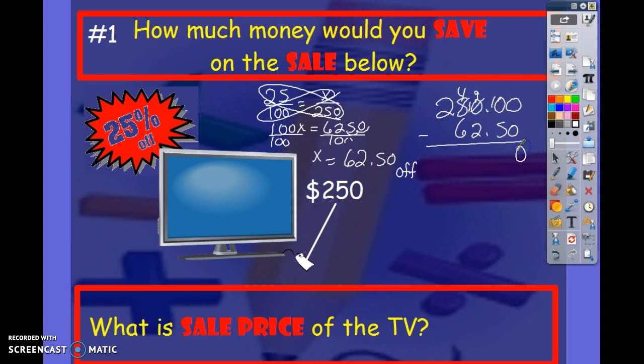0 minus 0 is 0. 10 minus 5 is 5. Bring down your decimal. 9 minus 2 is 7. Need to borrow again. 2 becomes a 1. 14 minus 6 is 8. Bring down the 1. So the cost of the TV, the sale price of the TV would be $187.50.